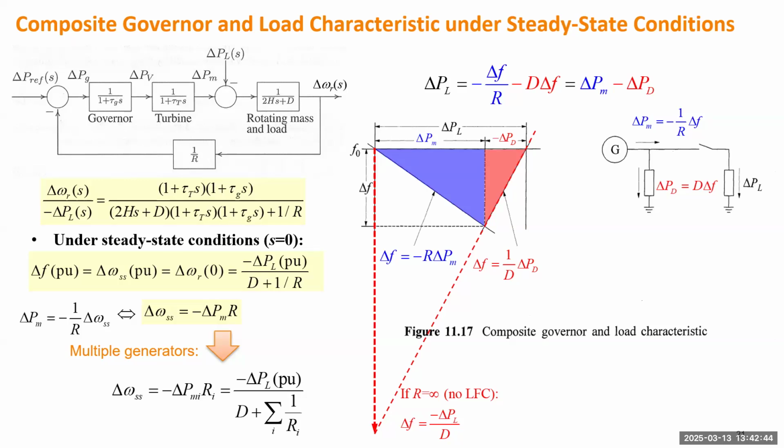Another scenario is what if all my load is frequency insensitive, which means D equals 0. If D equals 0, this line will become vertical, and I push the boundary between the blue and the red to the right. So what happened is I have this new blue triangle, and the frequency deviation will be bigger. It's not as bad as that one, but it has increased the frequency deviation. Any questions?